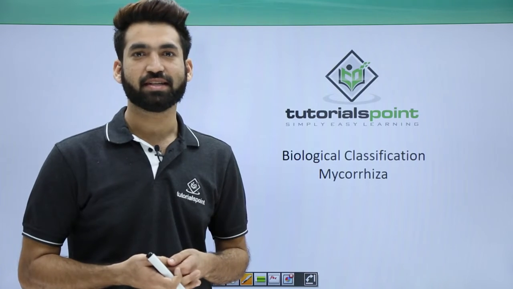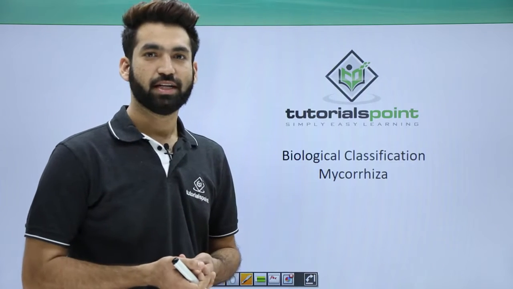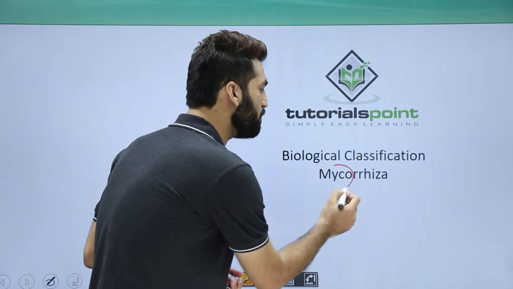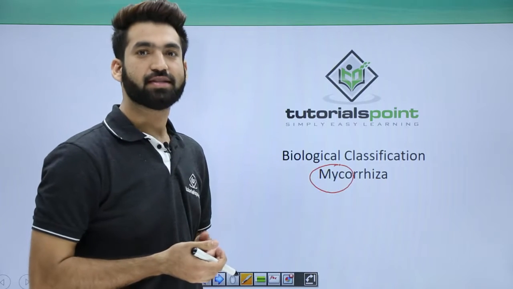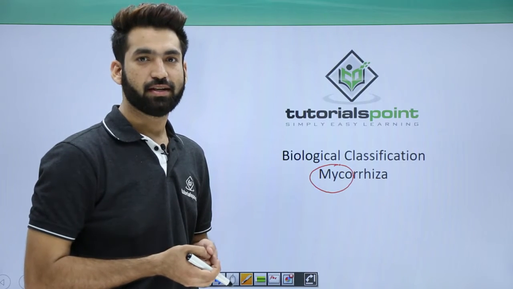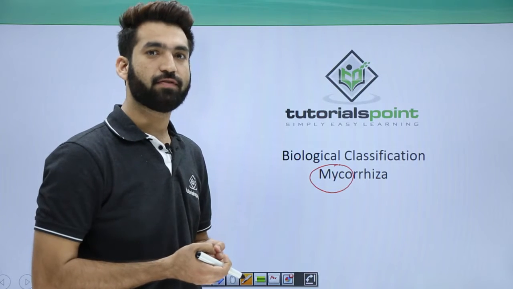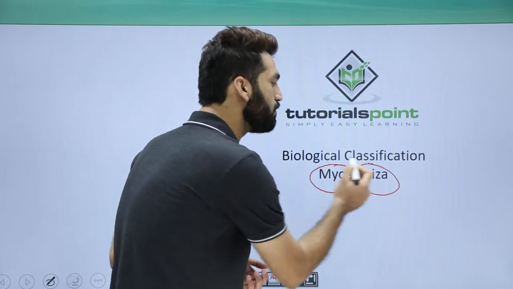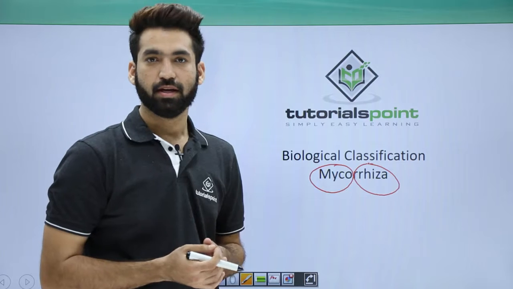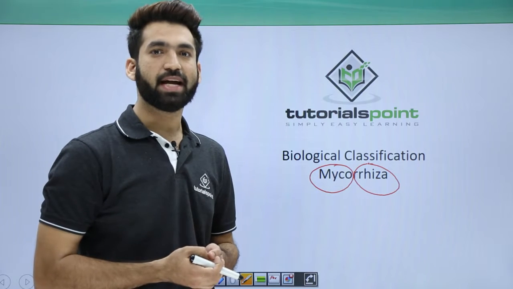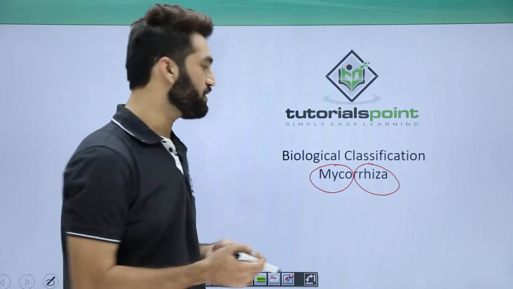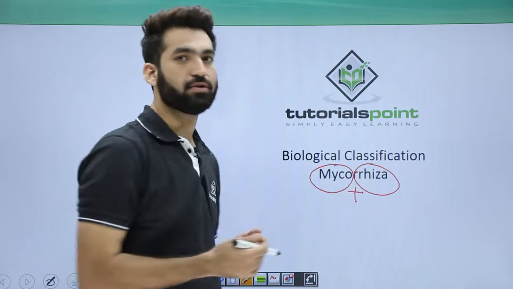In this session, we'll be discussing mycorrhiza. As the name suggests, myco is for fungus. The study of fungus is called mycology, and that's what the myco term stands for, fungus. Rhiza means roots, so roots of higher plants. Mycorrhiza is the symbiotic association between fungus and plant roots.